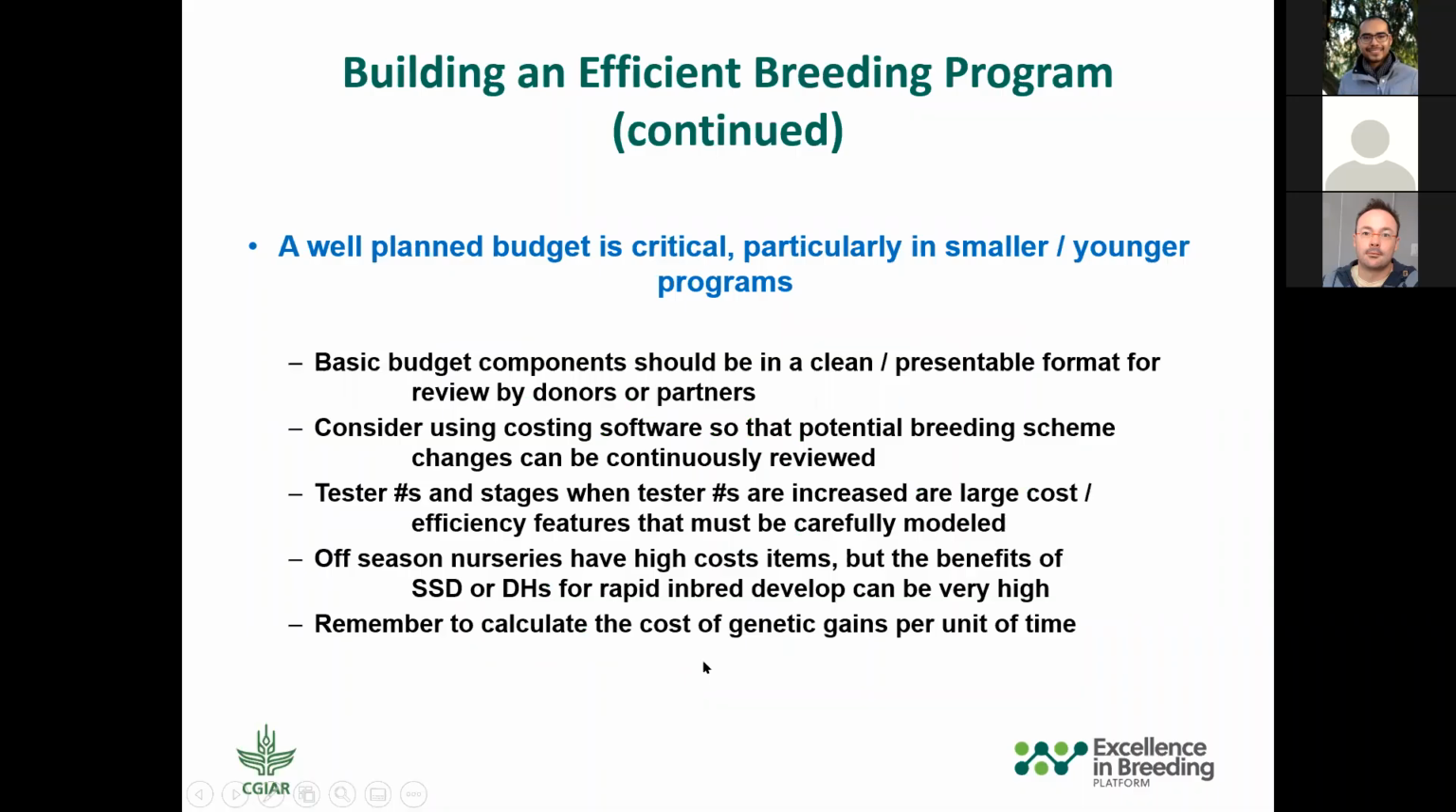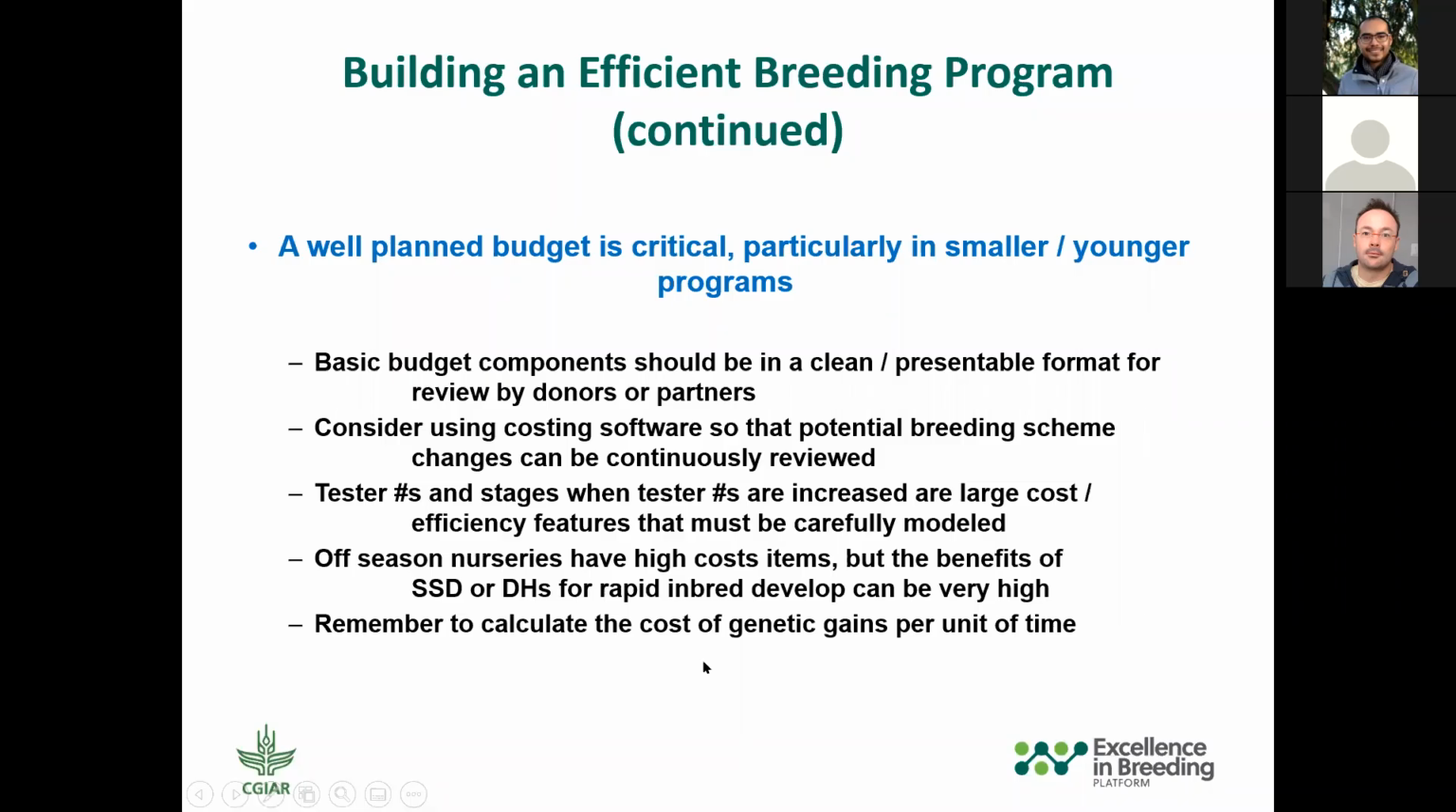And then there's, of course, our favorite topic. I don't recall many breeders that enjoyed working on budgets, but it is critical, particularly for smaller or younger programs. And I would think particularly so in this semi-public sector CG programs where you're really looking for donors and partners continuously. Well, okay, one of the ways you can build confidence with other people is having a clean, presentable format for your budget and a plan.